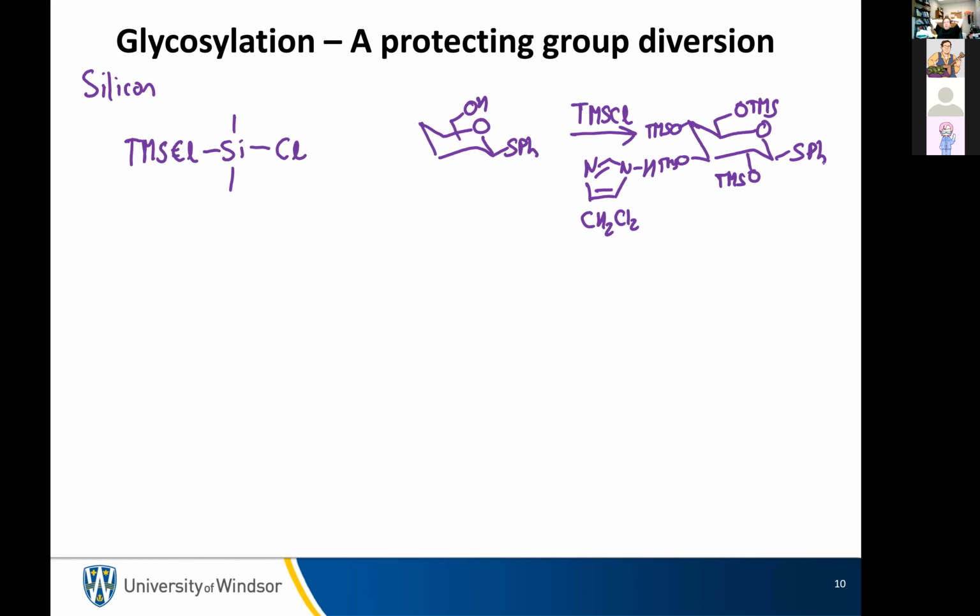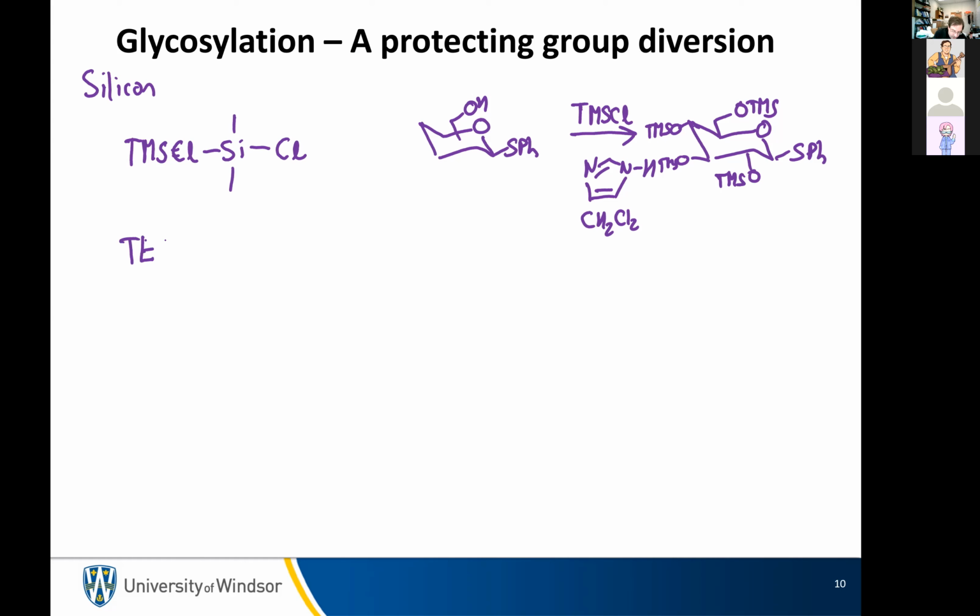Imidazole is a weak base. It cannot create an O minus. That's why we use it. We don't want any O minuses. We don't want some crazy reactivity. We want nice, gentle reactivity here. So the OH reacts with TMS chloride to generate OTMS and one equivalent of HCl, and the HCl is mopped up by the imidazole. So we can do this with all these.